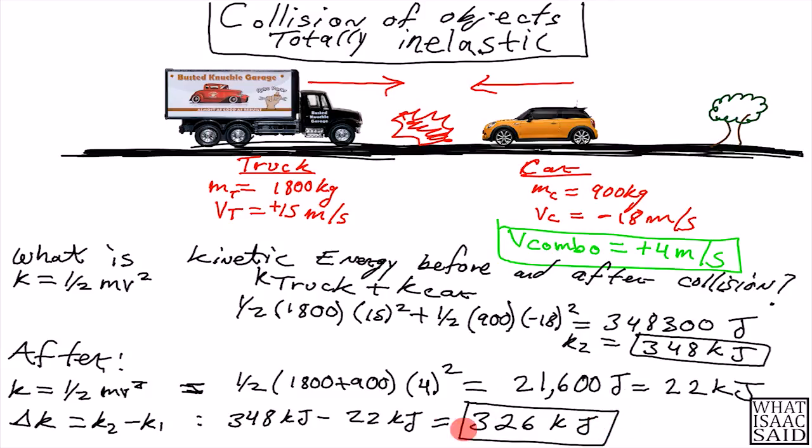So where did all this kinetic energy go? Think about it for a second. We started with 348 kilojoules, and we ended with 22 kilojoules. So where did the 326 kilojoules difference go? Well, in a collision, you have bending of metal, you have parts flying everywhere. But just the energy that it takes to bend the metal is what ate up this kinetic energy, the change in kinetic energy. So the bending of the metal takes work, which was the change in this kinetic energy.